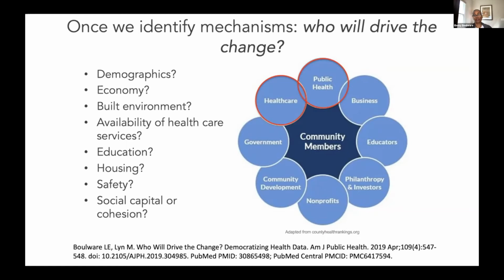But most of the interventions that will address these macro level factors happen outside of the healthcare and public health arenas and require other sectors of society to get involved, including government, community development organizations, nonprofit, and business sectors. Those are the sectors that influence things like the built environment, education, housing, the availability of healthcare services, and social capital.